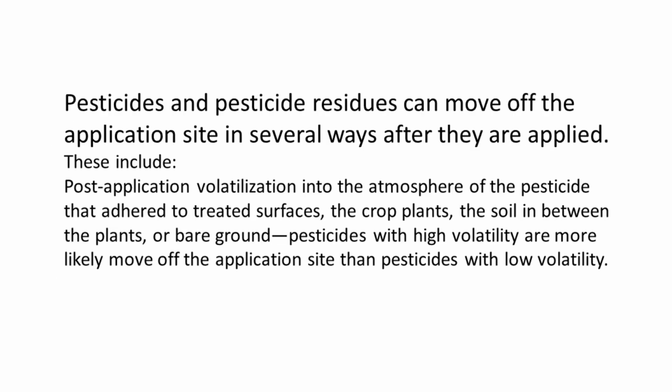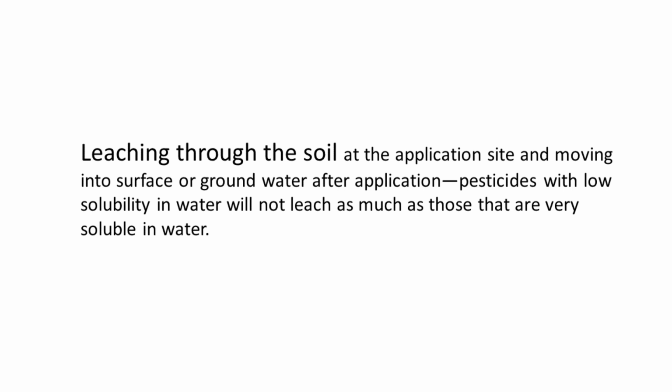Pesticides and pesticide residues can move off the application site in several ways after they are applied. These include post-application volatilization into the atmosphere of the pesticide that adheres to treated surfaces, the crop plants, the soil in between the plants, or bare ground. Pesticides with high volatility are more likely to move off the application site than pesticides with low volatility. Leaching through the soil at the application site and moving into surface or groundwater after application. Pesticides with low solubility in water will not leach as much as those that are very soluble in water.